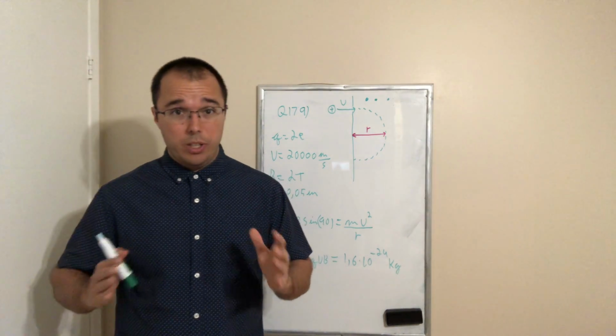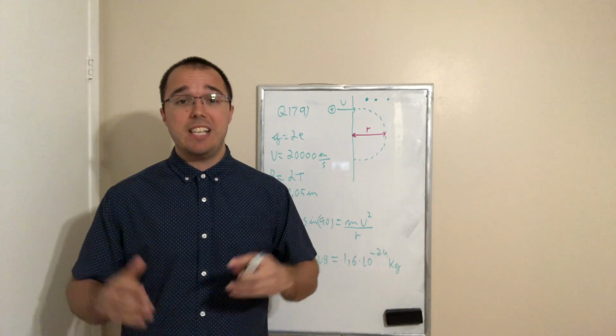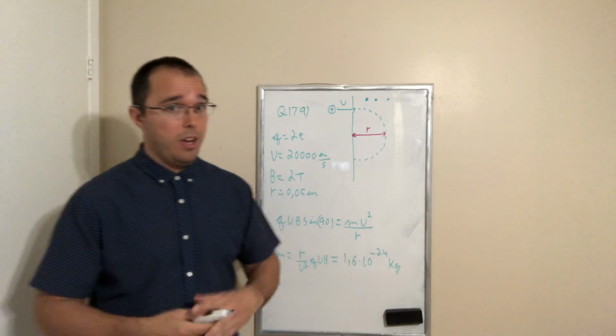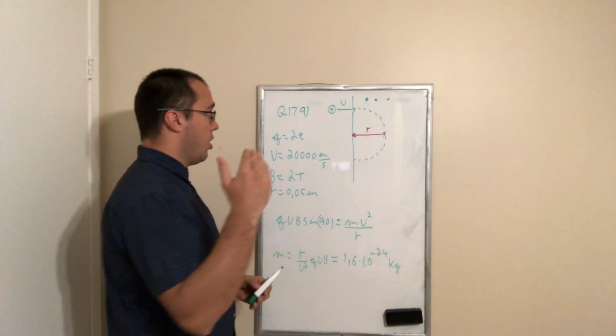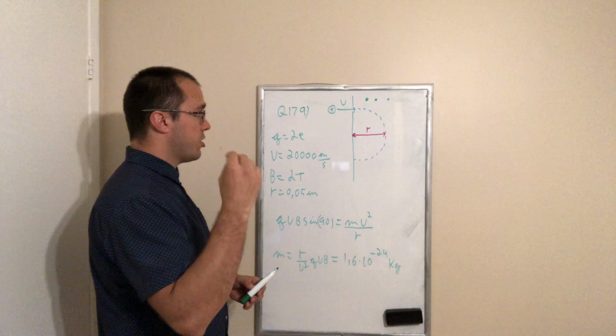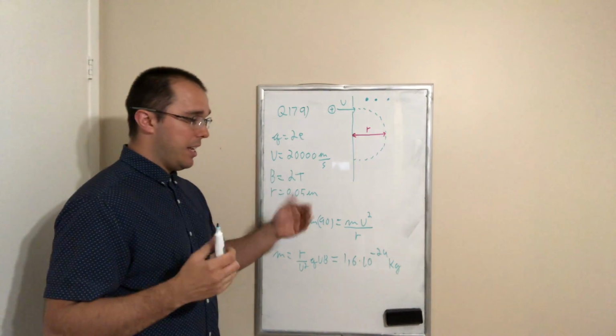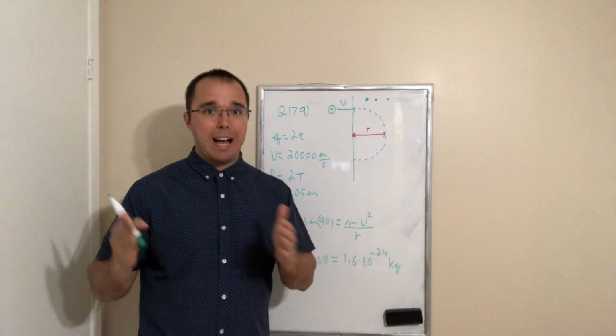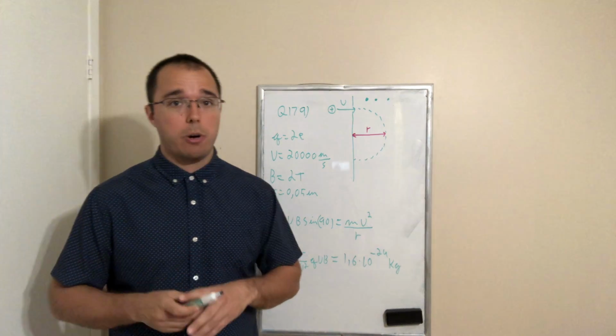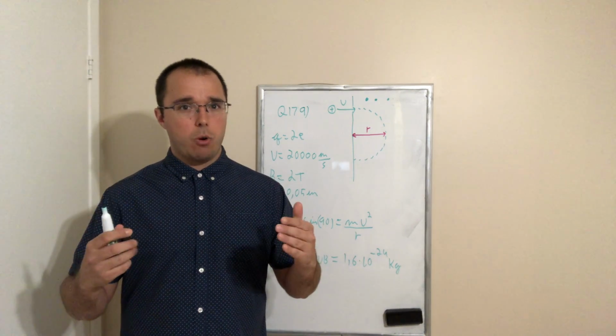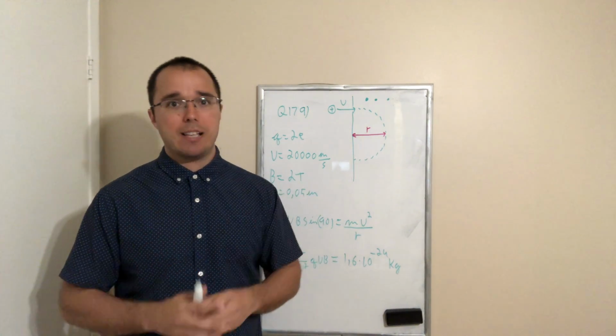Now, the main principle of this device is really simple. We simply use the fact that a charged particle will follow a circular trajectory, and we can infer from that the mass of the charged particle. All right, so let's solve some more examples using the mass spectrometer.